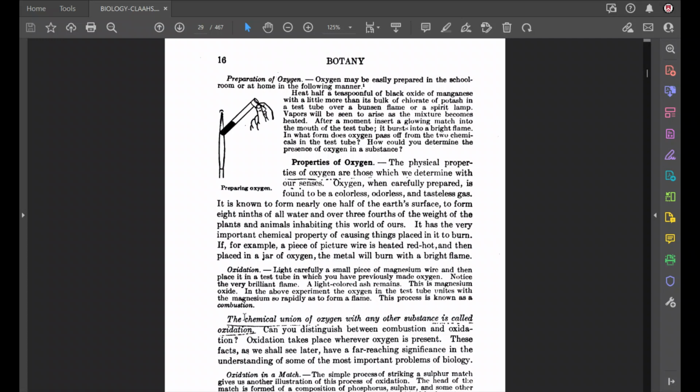Oxygen, when carefully prepared, so if you actually can obtain pure oxygen, oxygen is colorless, odorless, and tasteless. So let's just make a list. Colorless, odorless, and tasteless. Well, that stinks, right? How in the world am I supposed to identify oxygen when it has no color, no odor, and no taste?